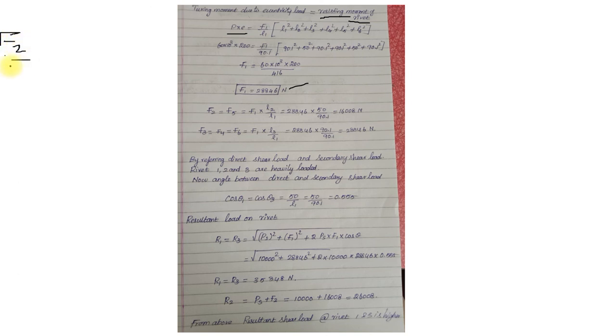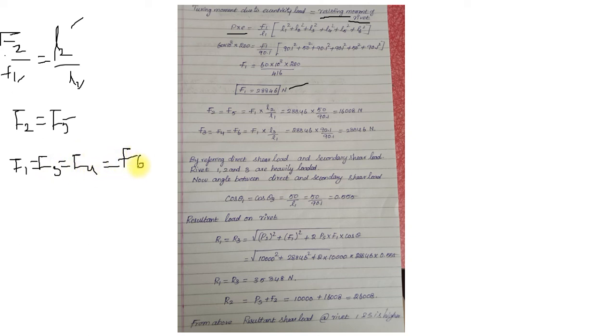So I have found the F1 value, and obviously I can find F2 by F2 divided by F1 is equal to L2 by L1. I know all the values here except F2, so I can find out F2. As the lengths are equal, F2 and F5 will be equal. Similarly, F1 is equal to F3 is equal to F4 is equal to F6. Okay, this is how we can find it out. So now I have the secondary shear load for all the rivets.